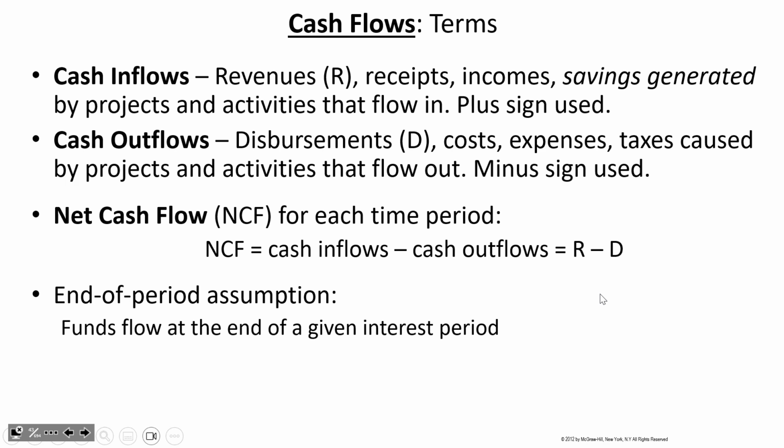Now, the end of period assumption is something that will apply all through the semester, and it's the default assumption. The end of period assumption says that we're going to assume that we summarize what happens during a certain period. Maybe it's on a monthly basis. We'll look at all of the expenses and all of the revenues that occur during a monthly basis, but we'll say that they actually come into the organization or go out of the organization at the end of the period.